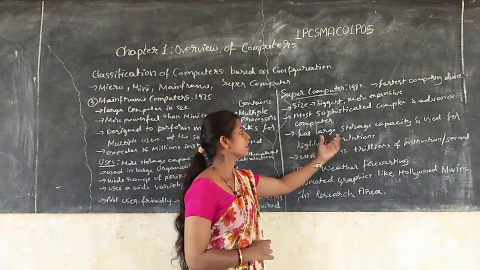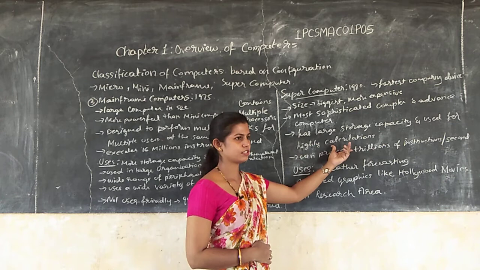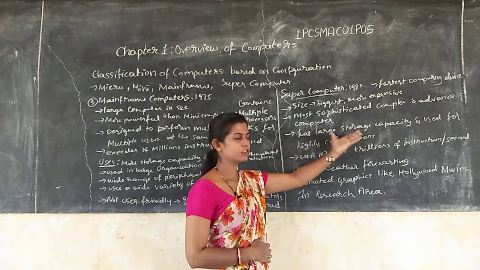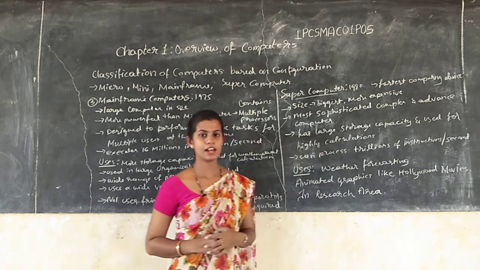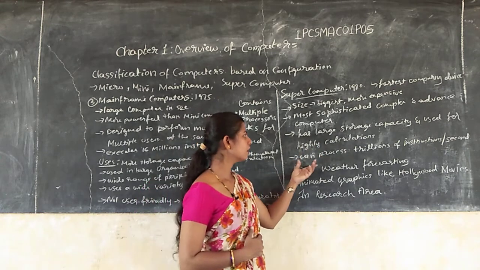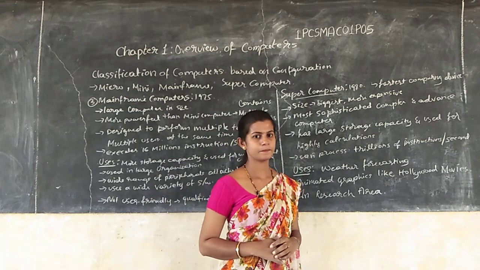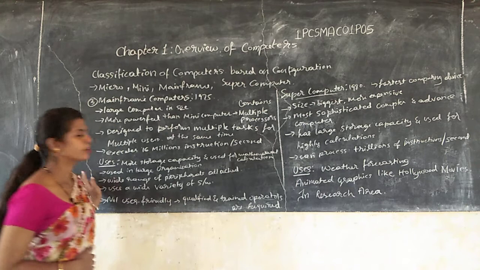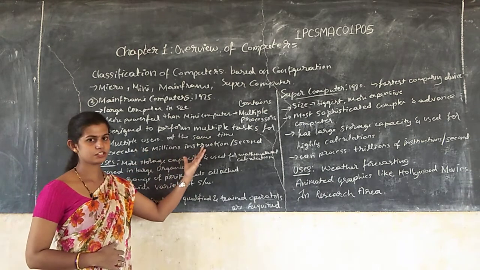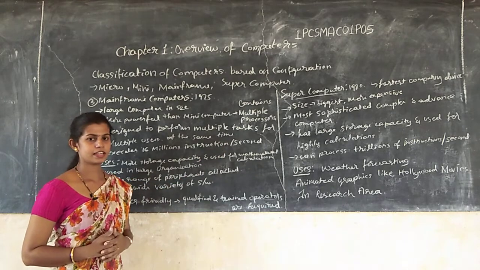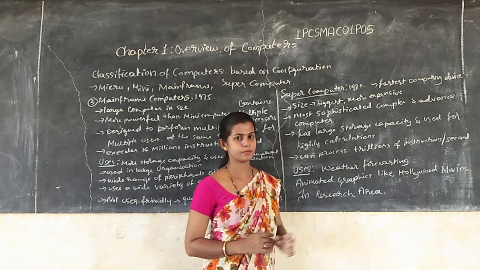And it has large storage capacity and is used for highly complex calculations. The storage capacity is very high, and it can process trillions of instructions per second. In a mainframe, 16 million instructions are executed per second, but in supercomputers trillions of instructions are executed per second.